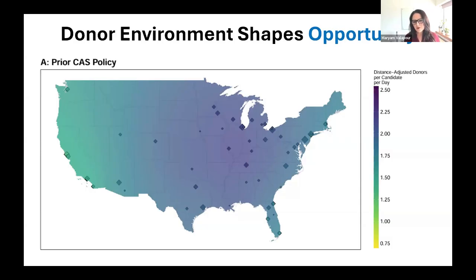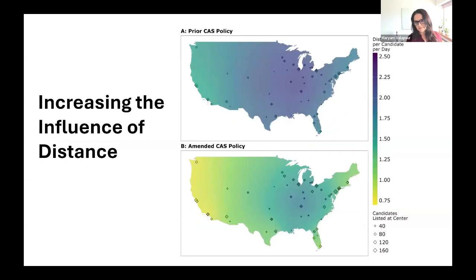And the next question was, what happens when distance receives greater weight, as it happened with this policy? So on the top is the donor opportunity under the prior CAS that we just looked at together. At the bottom is the opportunity under the amended policy. I don't expect you to compare every transplant center between the two maps. Instead, focus on the overall pattern.